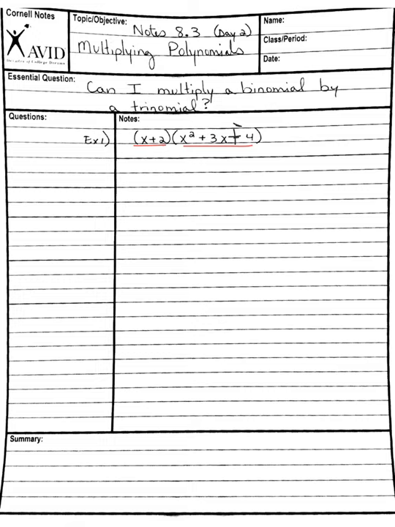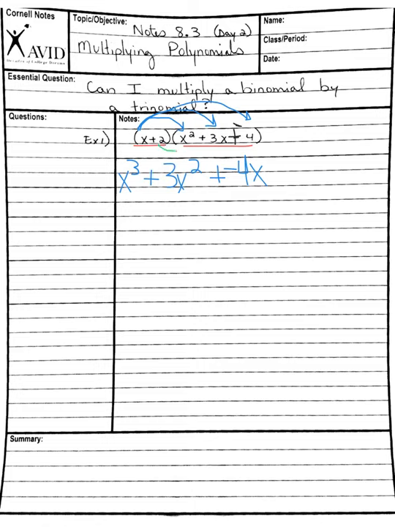Let's start with that x. So I'm going to take x times x squared, which I get x cubed. And then I need to take my x times my 3x, and I get 3x squared. And then I need to make sure I take my x times my -4, and I get a -4x.